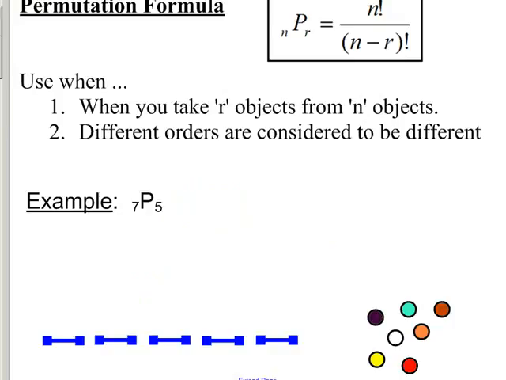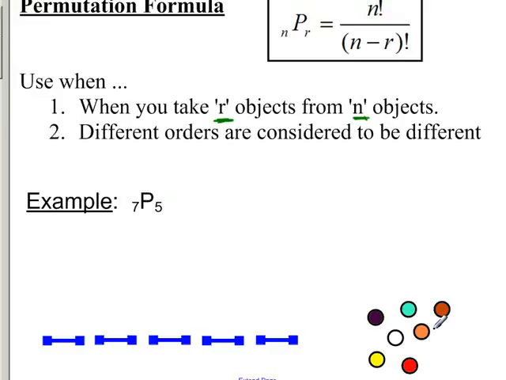So now permutations. If I want to know how many different ways I can organize things, there's a formula, and it looks really, really fancy, but let's talk about what this is. This is when you take R objects. That just means you're going to take a number of things from a number of things. And let me make this example more clear. Say there's 7 marbles, and I'm going to take 5 of them. Okay, 7 marbles, take 5.